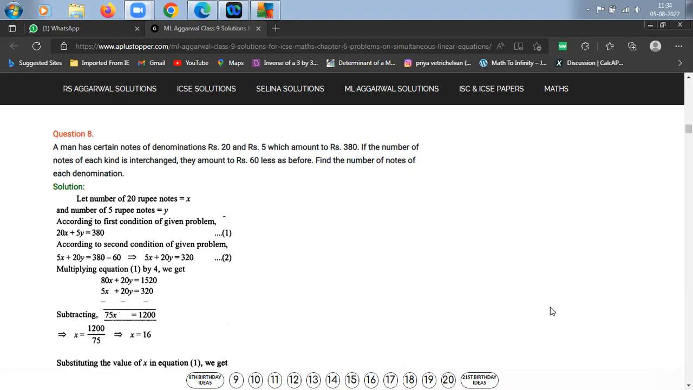I can just multiply the first one by 5 and the next one by 20, right? You multiply the first equation by 4, isn't it? You don't have to do that to both the equations. Let me tell you how, because you're just going to cancel one variable, isn't it? So the first equation is already 20x plus 5y is equal to 380.